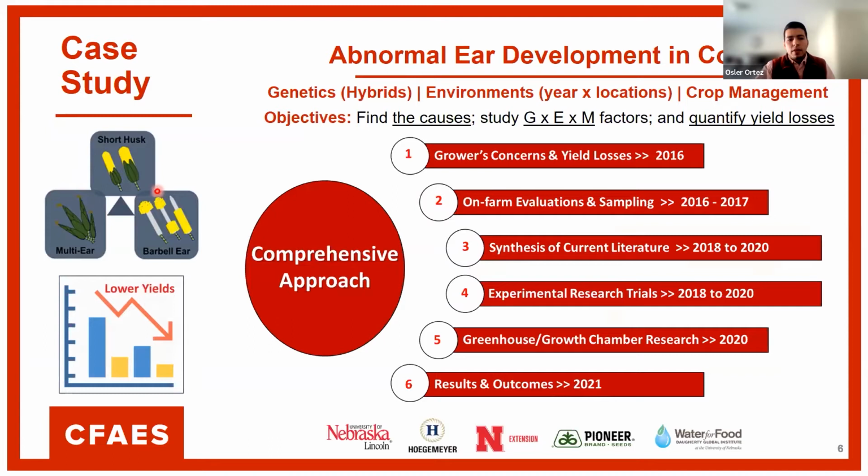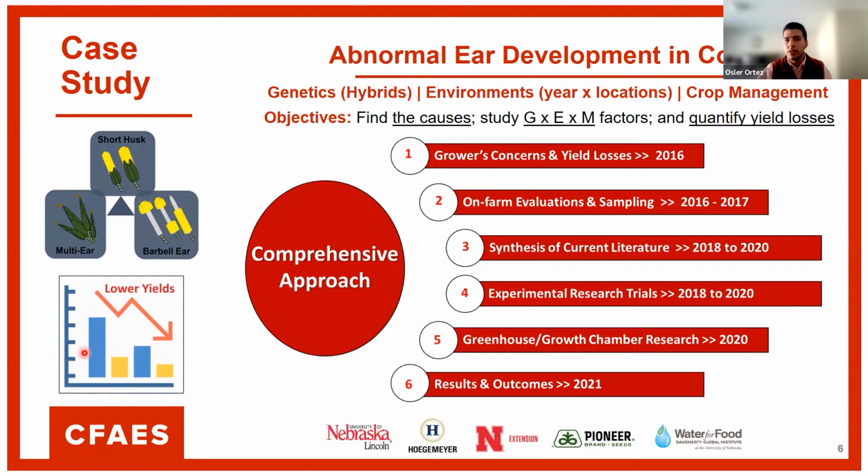These are the three main groups that were being reported: multi-ears, when you have more than one ear on that same node; short husks, when you have some level of kernel exposure, it can be as bad as a 90% exposure, or it can be as minimum as a 10 or 20% exposure. And then we have barbell ears. Barbell ears are those ears that have some kernel skips in the cob at some point. Again, all of this is connected and translated into lower yields and then lower profits.